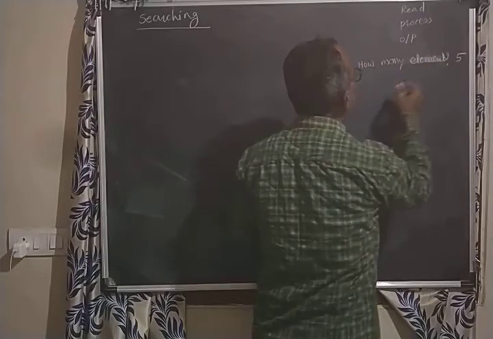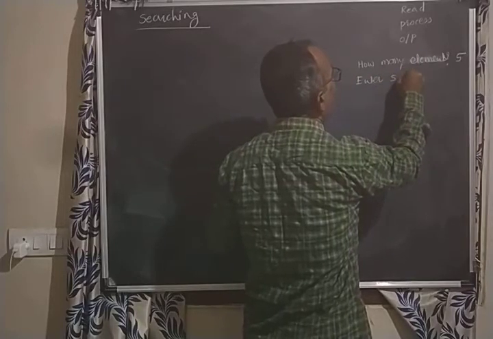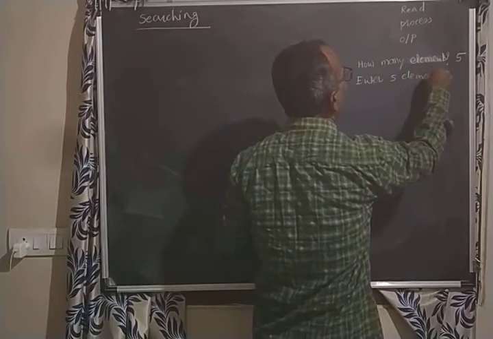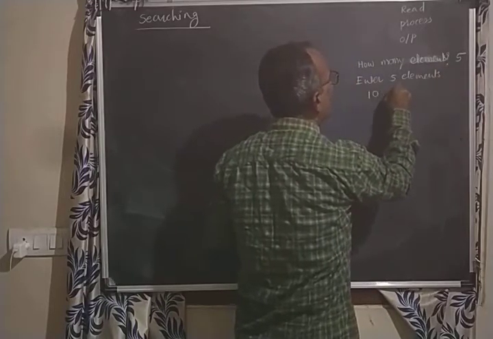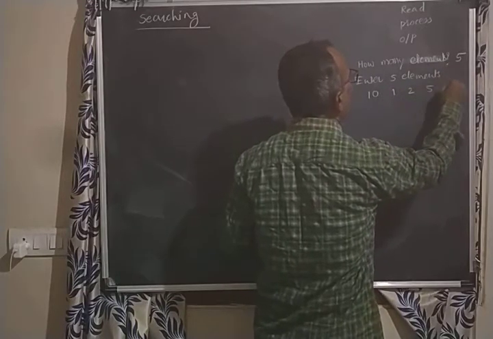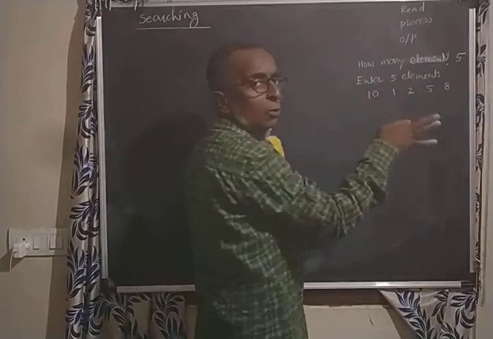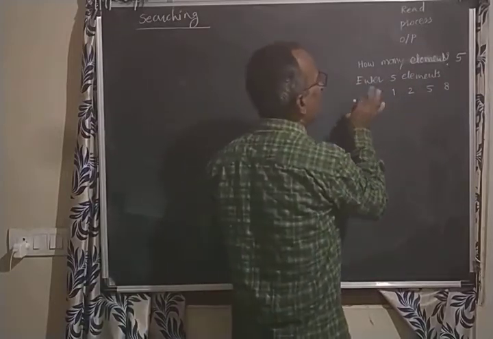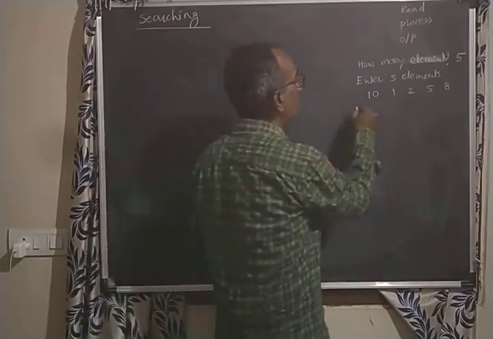Suppose I have given 5. I'll say enter 5 elements. This we have seen already. 5 elements, suppose 10, 1, 2, 5, 8. Then we have set all the elements in an array. Then we want to find which element to be found in this list.